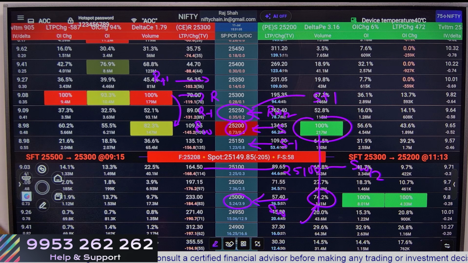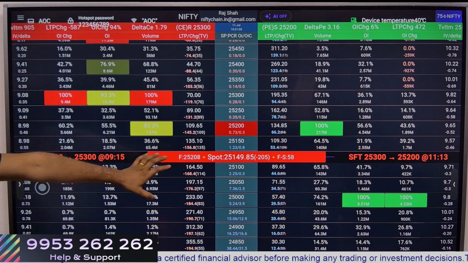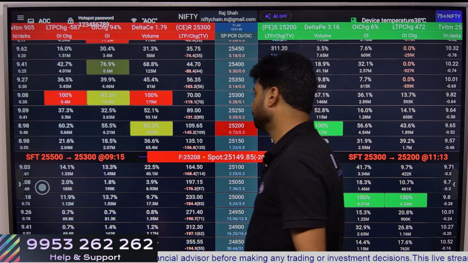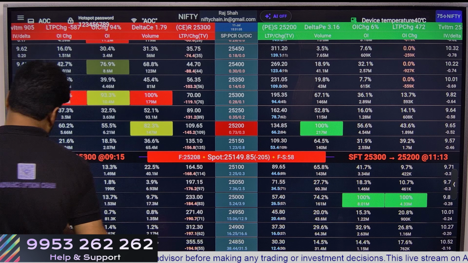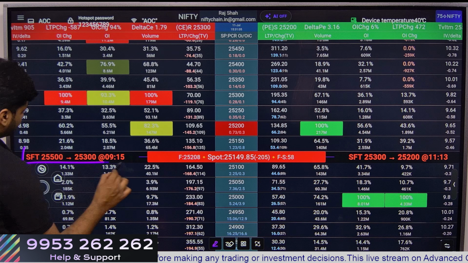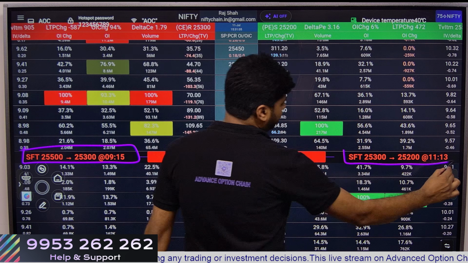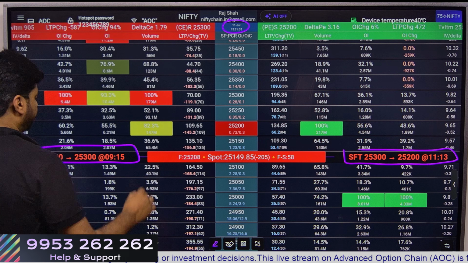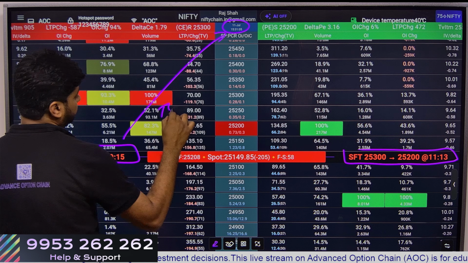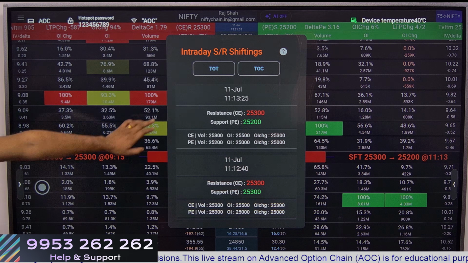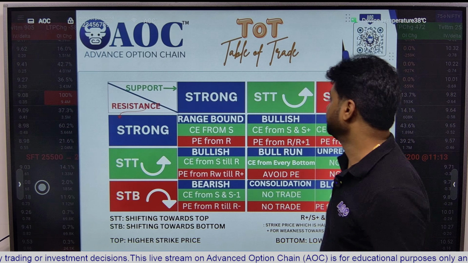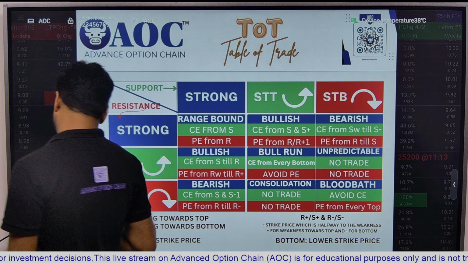Now, once we have the understanding of S, R, RW, SW by 2, we can easily take our trades. For that, we need to click on this shifting update or the data update tab. That will open the TOT table. Let me click on this one. There we have an option to open the TOT table. Once we click on the TOT table, how do we read it?